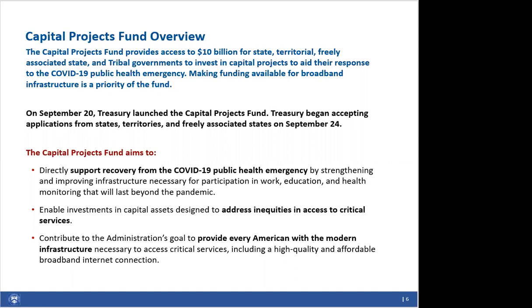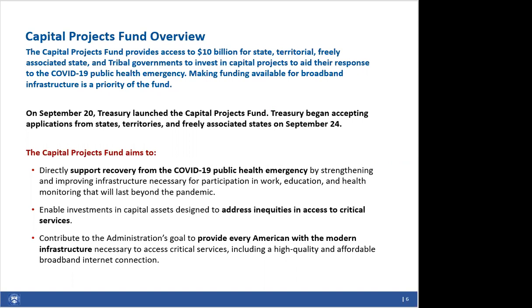Treasury published the CPF program guidance on September 20th, and as you all likely know, began accepting applications from states, territories, and freely associated states last week on December 24th, and the team is very excited to see those applications start coming in. There are three main goals of the fund. First is recovery. The fund provides eligible governments with a substantial infusion of resources to meet their critical capital investment needs as part of the COVID-19 recovery, which complements the larger $350 billion state and local fund.